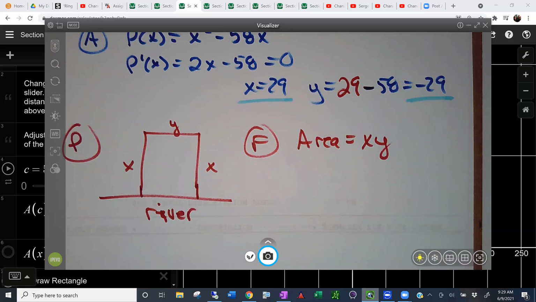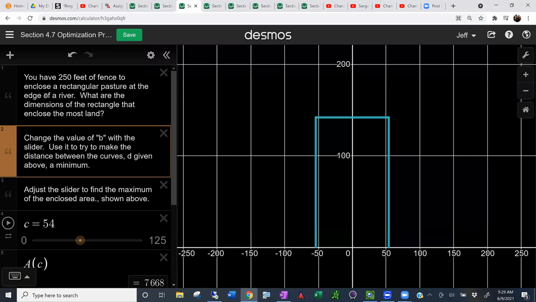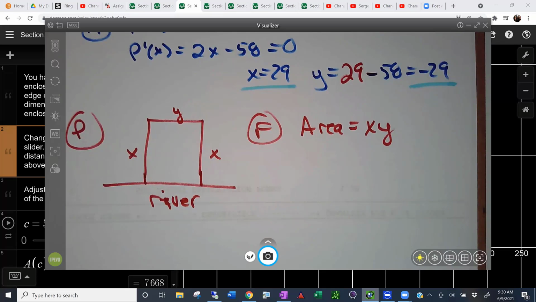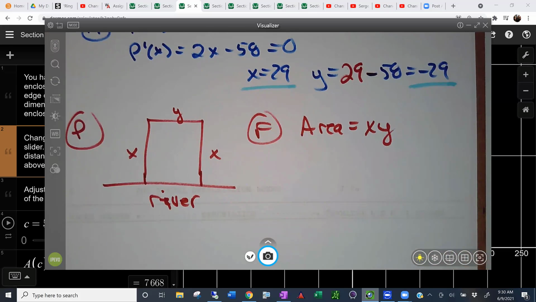I can only deal with one. But there is some more information about this problem that we haven't used yet. Let's take a look back at it. That's up here at the top: we have a total of 250 feet of fencing to use. So how am I going to bring that into the problem? I have to bring it into the problem somehow because I've got to eliminate one of these variables. I've got to get something that depends just on one variable. You could write a perimeter function and then solve for one of the variables.